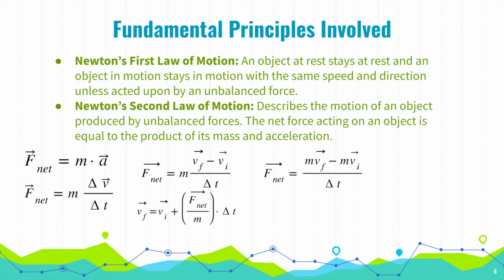Also, if we distribute the mass in velocity final minus velocity initial, we know that mass times velocity equals the momentum. So we now have a formula for the change in momentum as well.